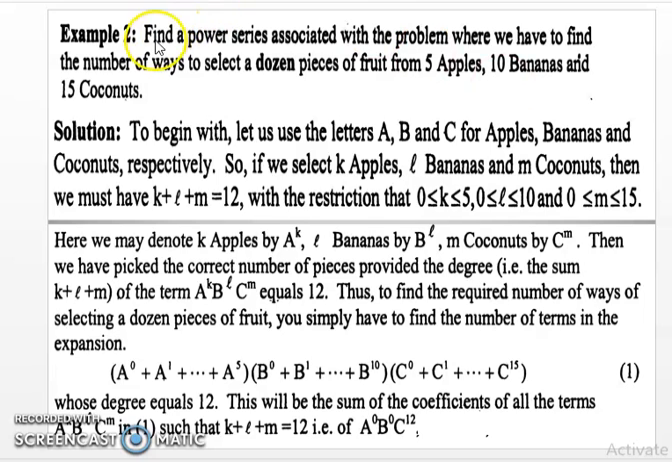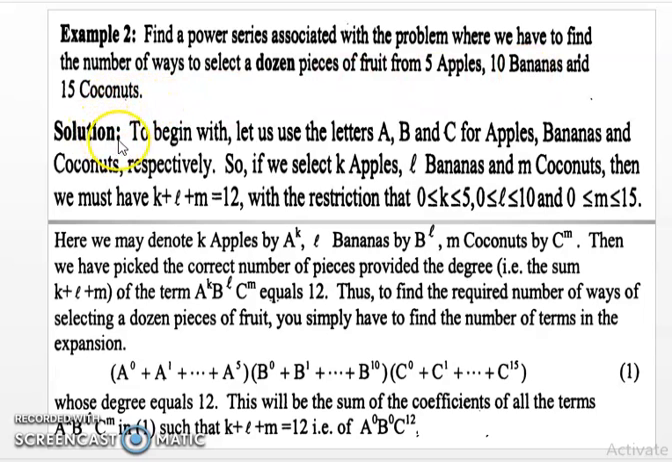To understand this concept, let us see some examples of power series. The first example is: find a power series associated with the problem where we have to find the number of ways to select a dozen pieces of fruit from 5 apples, 10 bananas and 15 coconuts. We have to find a power series for the number of ways to select a dozen, that is 12, pieces of fruit.